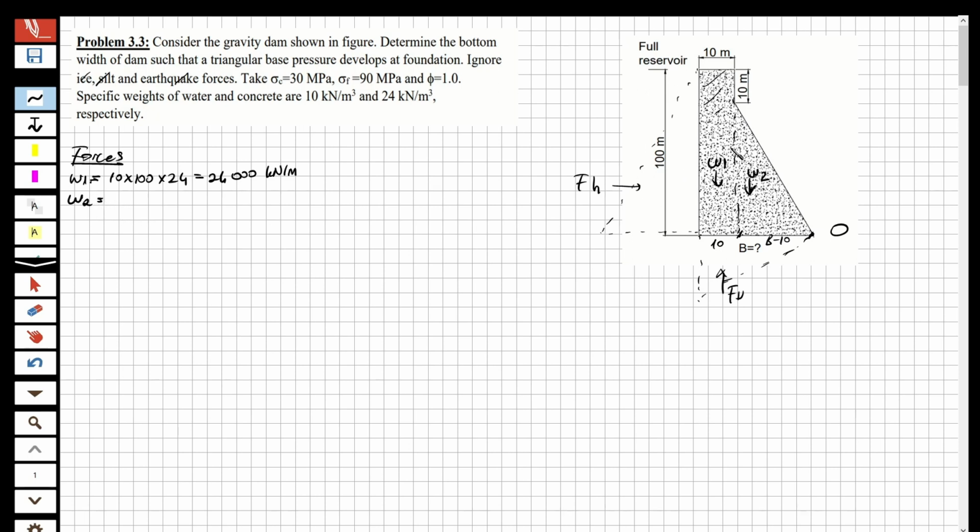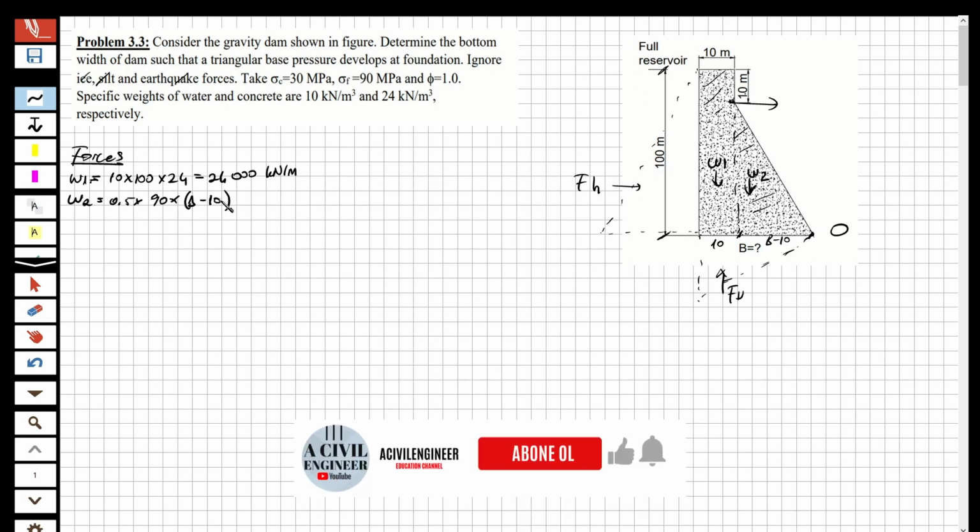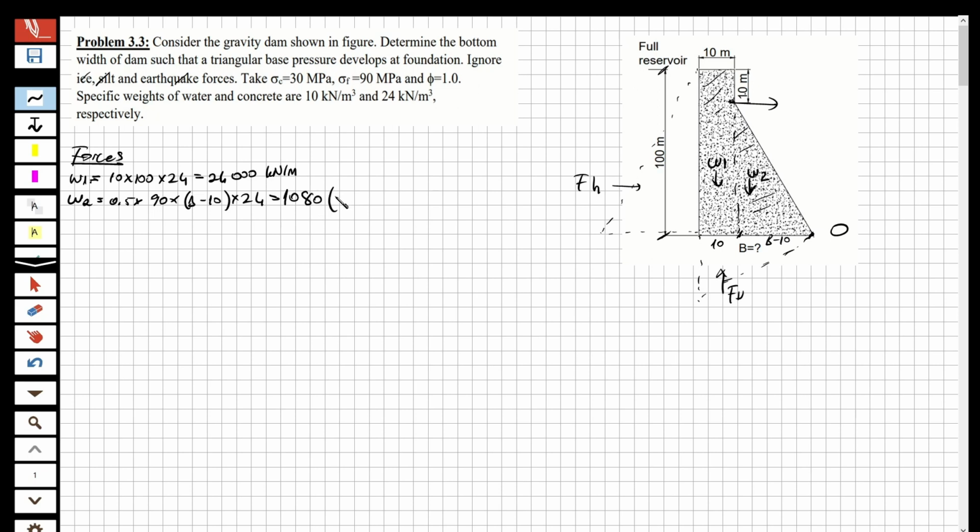Let's check for W2. For W2, look at here, it's a triangle, right? So it's going to be 0.5 multiplied by 90, look at here, this is 100. From that point to here, 100 minus 10, it's going to be 90. This height, so 90 multiplied by B minus 10, the bottom width of the block, and multiplied by 24, the unit weight of the concrete. So it's going to be 1080 (B minus 10). For FH, the horizontal hydrostatic force is going to be 0.5, look at here, this is a triangular shape, 0.5 multiplied by 100 squared multiplied by 10, the unit weight of the water, and this is going to be 50,000 kilonewton per meter.